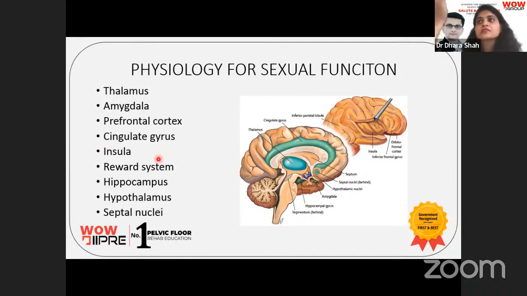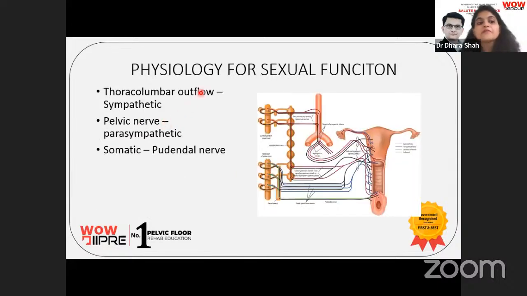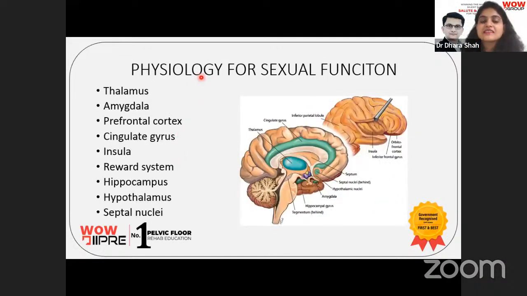Whenever there is first a fantasizing thought, or a visual, or an auditory, or a physical touch, there are a lot of changes which happen in all these areas. And finally, the cortex will control whether you will proceed or not in that direction. And then comes the role of the sympathetic and the parasympathetic nervous system, along with the pudendal nerve. So this is a complex brain physiology.